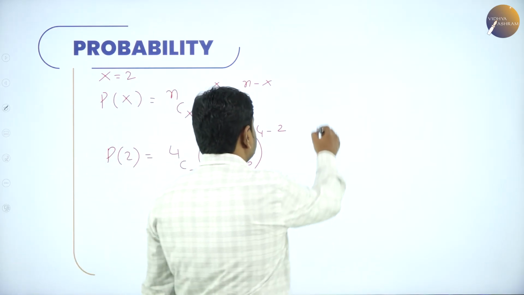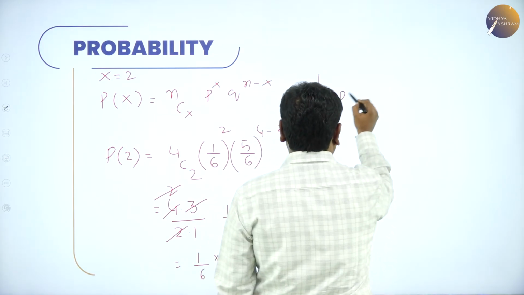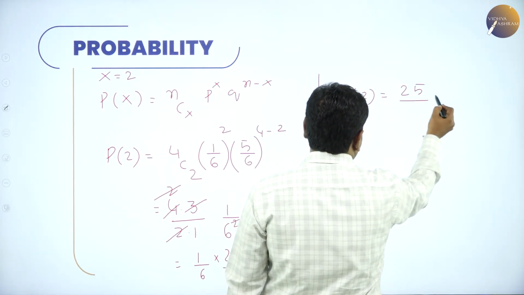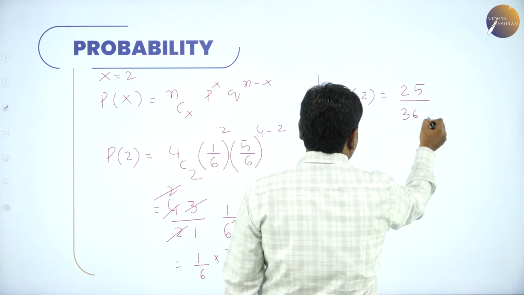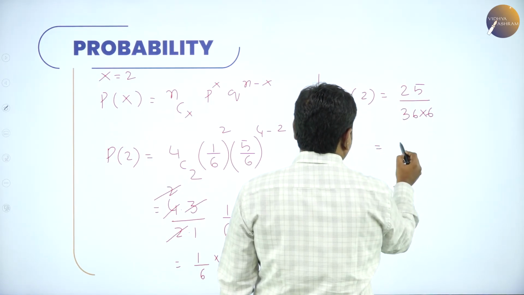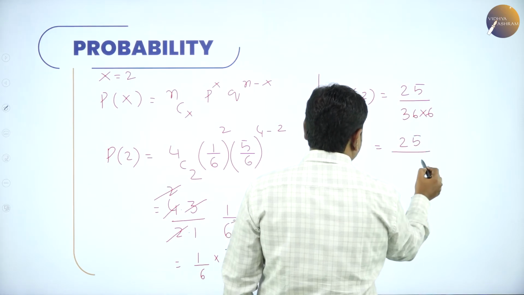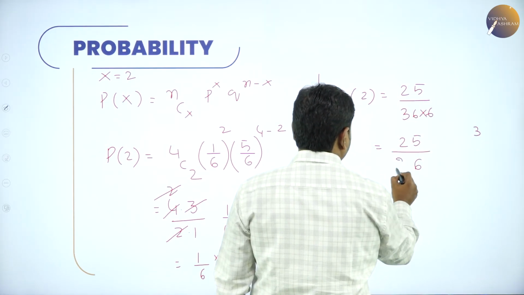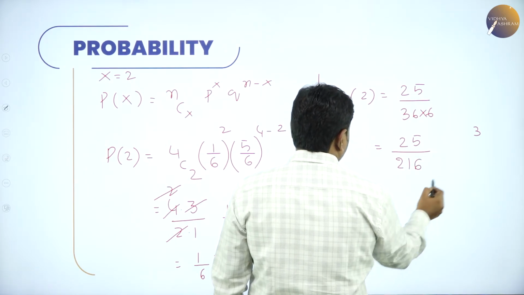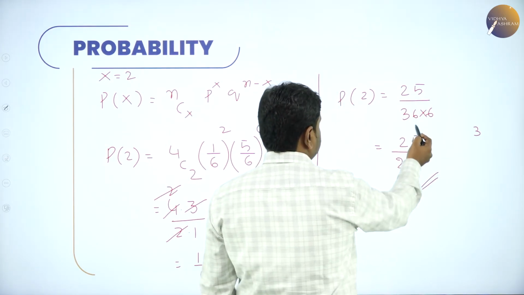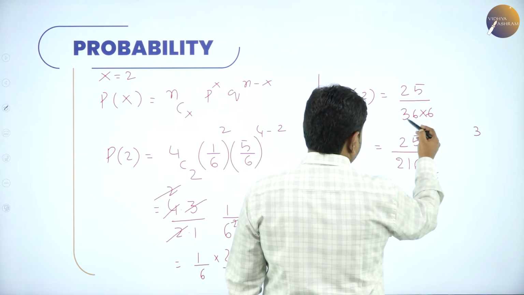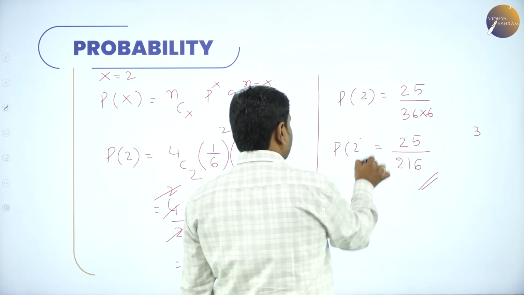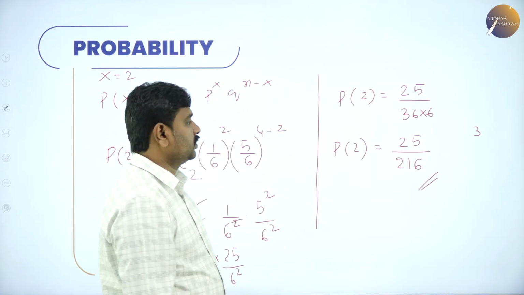So that is the probability P of x equal to 2, or P of 2, is 25 divided by 6 cube, 36 into 6, that is 216. 6 sixes are 36, 6 threes are 18, 18 plus 3, 21. So P of 2, exactly 2 successes, is 25 by 216.